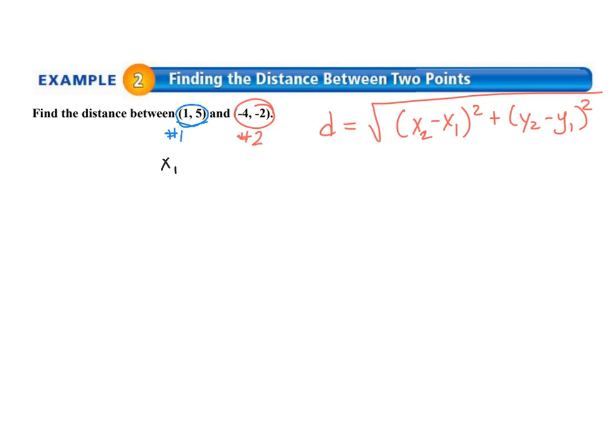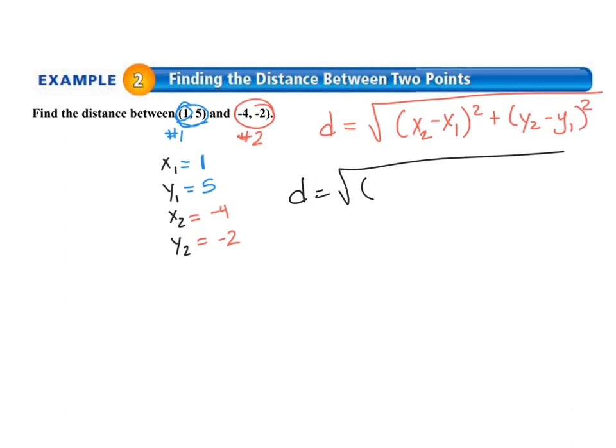So I need to identify what's x1, what's y1, what's x2, and what's y2. Since my blue one I've called point 1, the x term there is 1, the y term is 5, and in point number 2, the x coordinate is -4, the y coordinate is -2. So now I need to take that information and plug it into the distance formula.